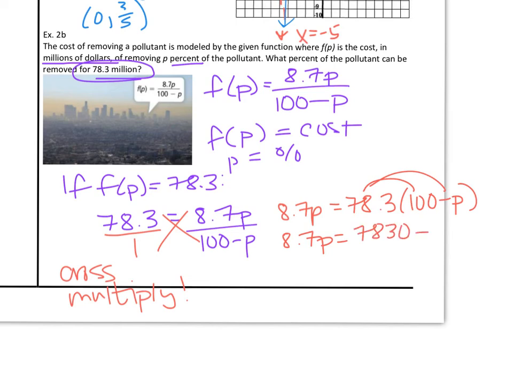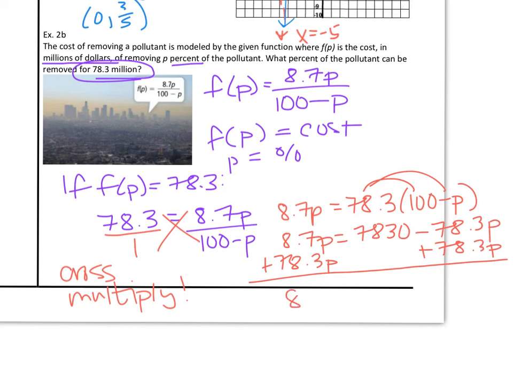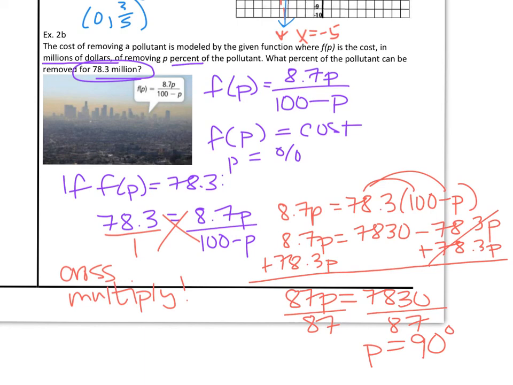7,830 minus 78.3p. We have a variable on each side, so let's get them on the same side. I'll add 78.3p to the left and right. If we combine like terms, 8.7 plus 78.3 equals 87p. On the right-hand side, that cancels out, and we're left with 7830. Finally, to get p by itself, we'll divide by 87. And we get p is equal to 90%.